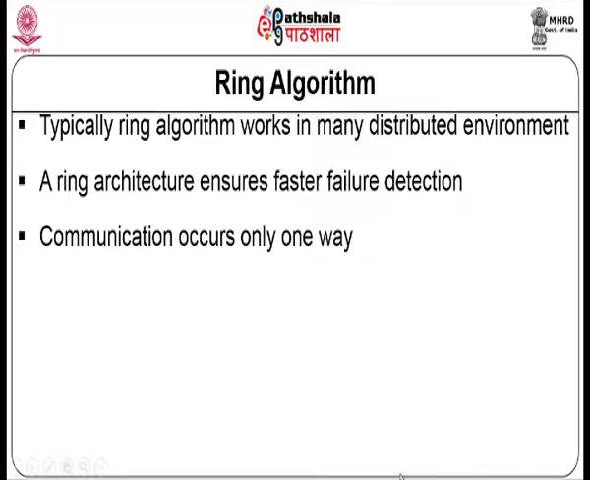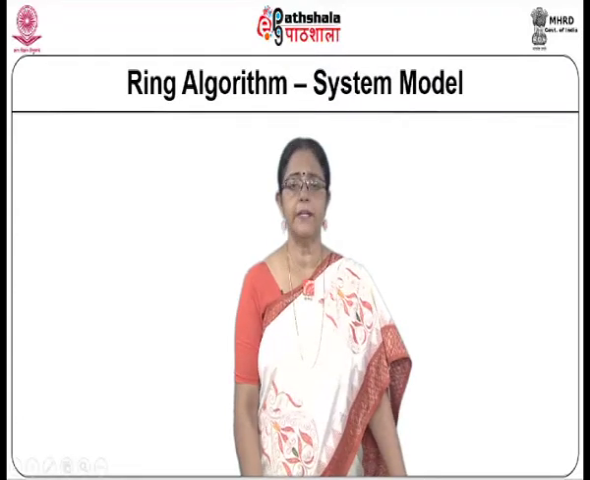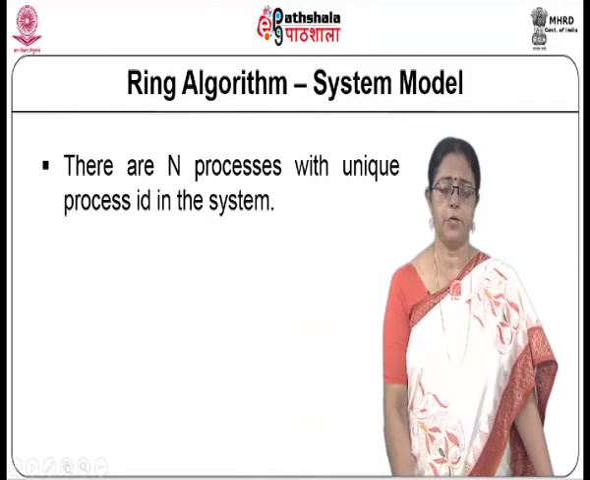In such a ring, we put the restriction that a node can communicate with only one specific node and can receive from one specific node. The problem of putting such a ring is that there will be an additional latency in case any specific node wants to communicate with another node which is far off in the ring. So, for the ring election algorithm, this is our system model.